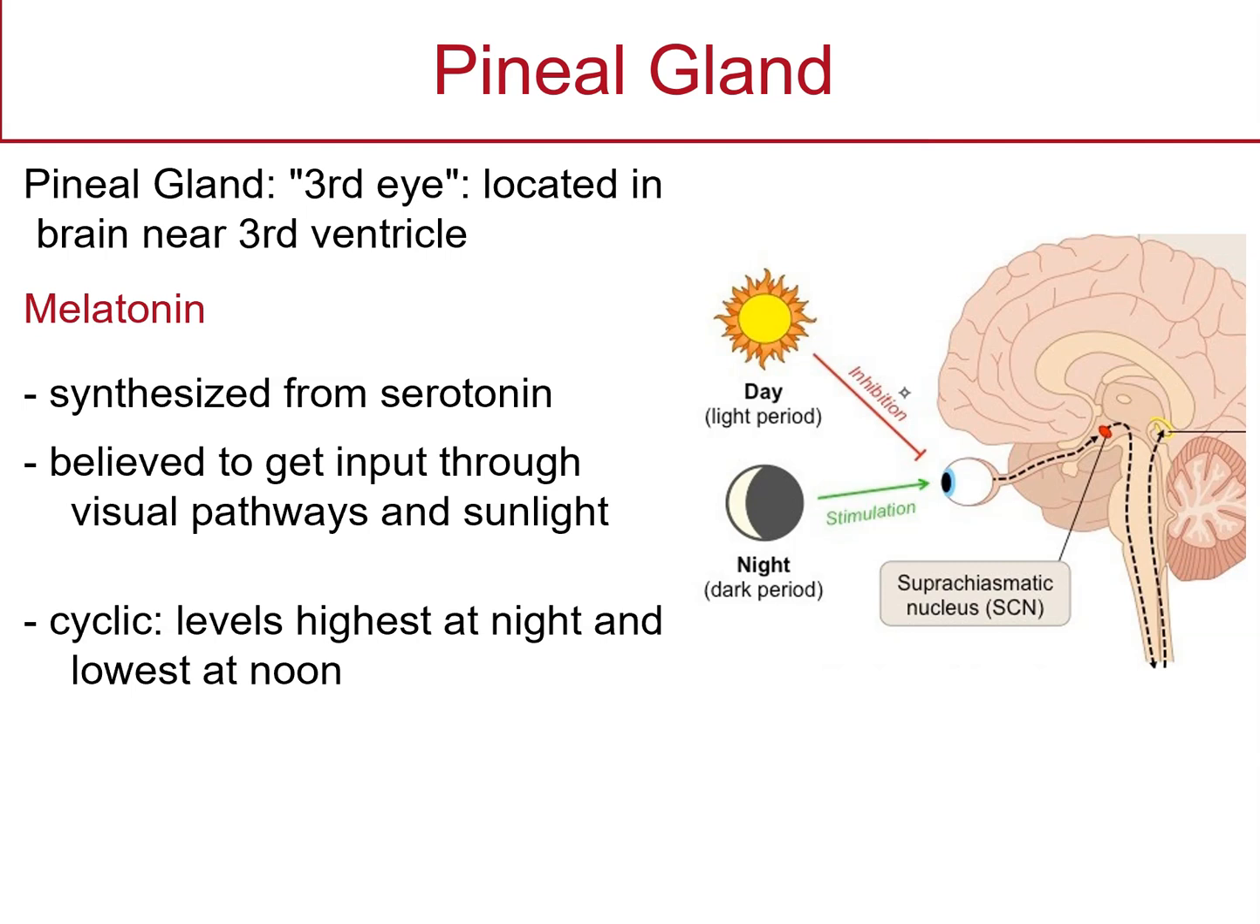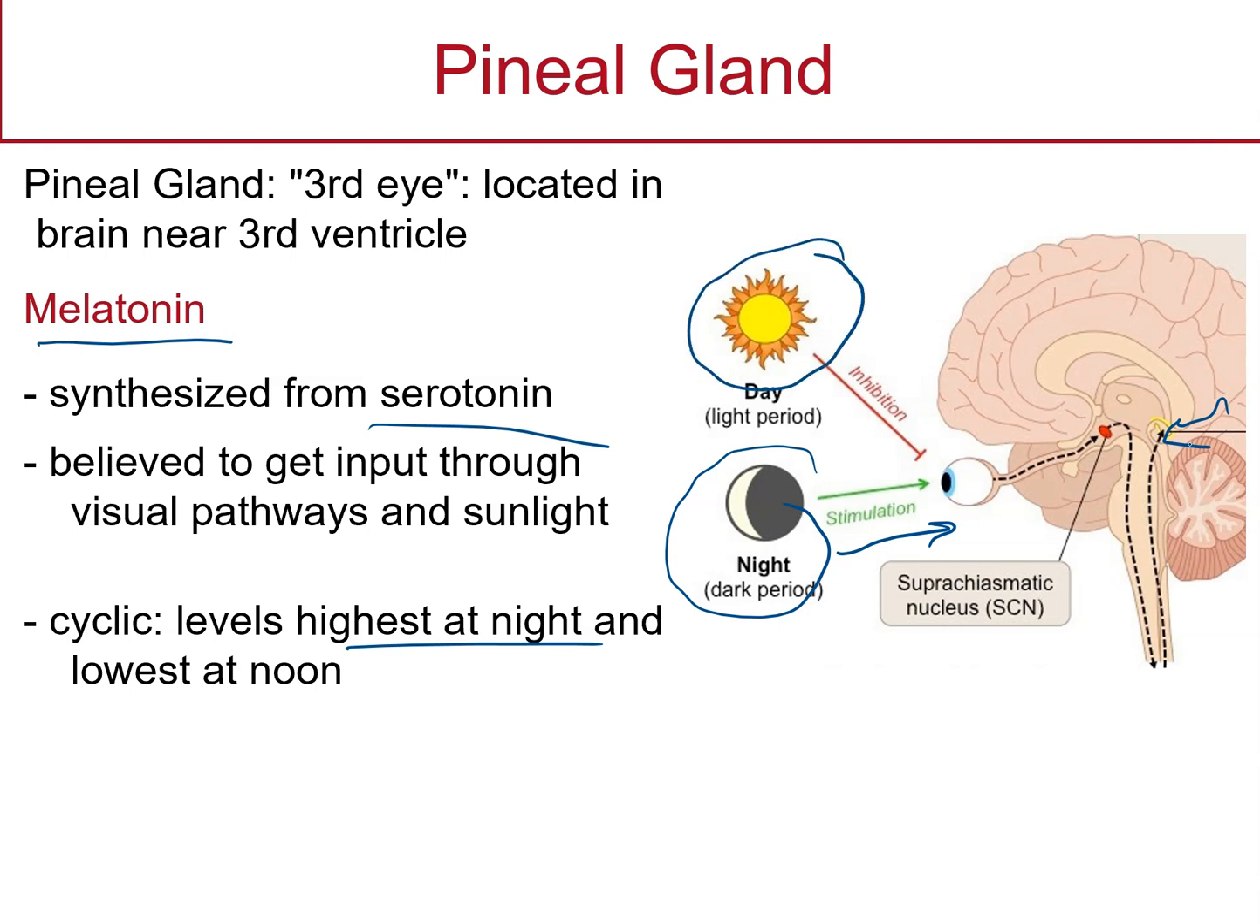The pineal gland we looked at already, we saw this in the brain. Its nickname is the third eye because it does respond to sunlight. So the light comes in and goes past the pineal gland, and the pineal gland makes melatonin, which comes from serotonin. So it gets information through vision and through sunlight, and it's a cyclic hormone. So what happens is in the dark, that increases your levels of melatonin. So it goes up at night, but high noon, bright sunlight inhibits it.